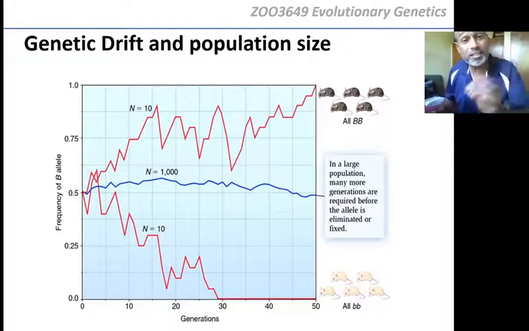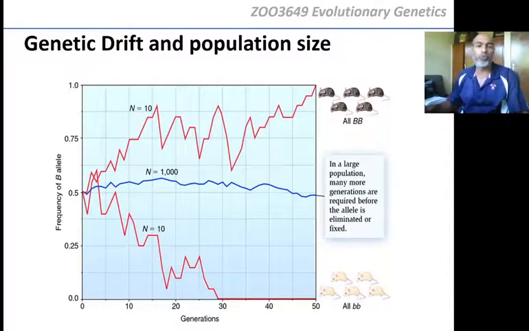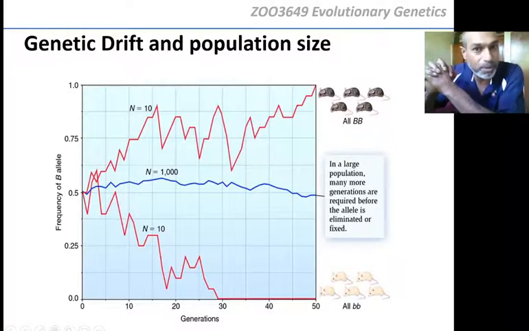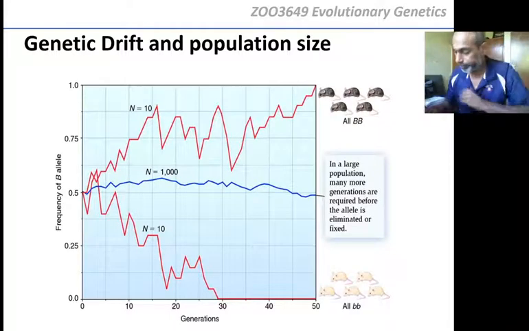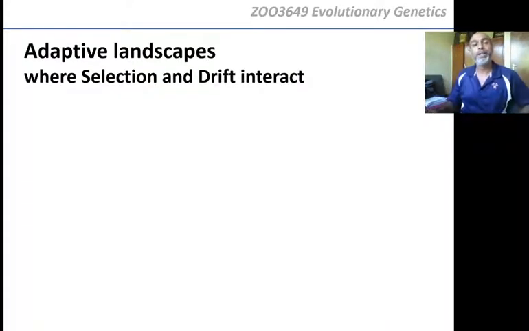Okay, and that is why genetic drift is so powerful. Look how powerful it is here in changing the allele frequency when the population size is small. So genetic drift becomes a very, very important evolutionary force in changing allele frequencies when the population becomes small. When the population is big, drift is not a problem.